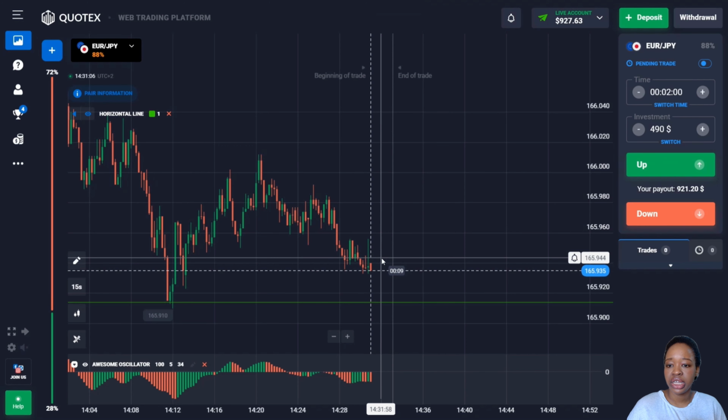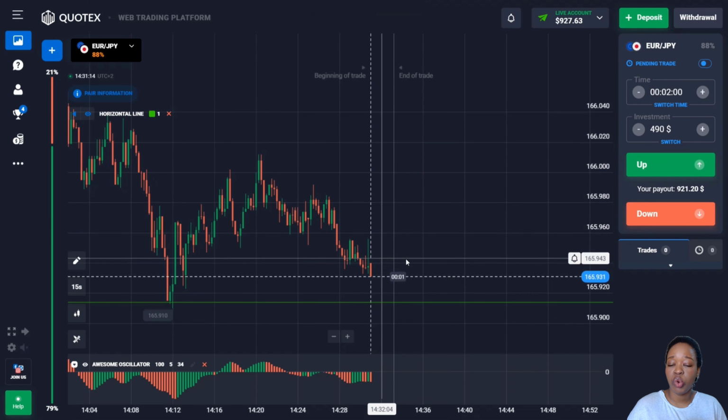So here you can see that there is still room until the support level. Therefore, I'm thinking of trying to open the next trade here as well, only this time I'll open the trade for 1 minute.